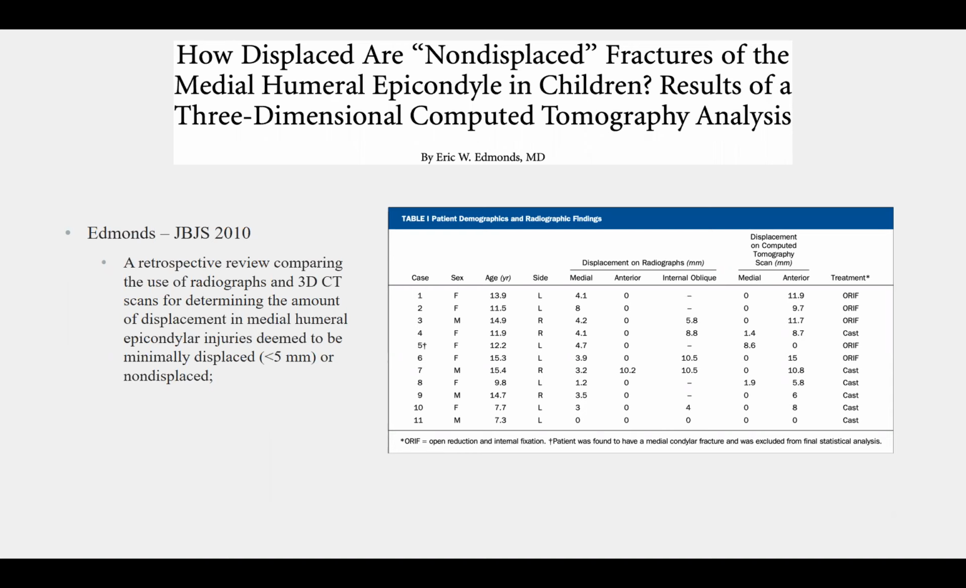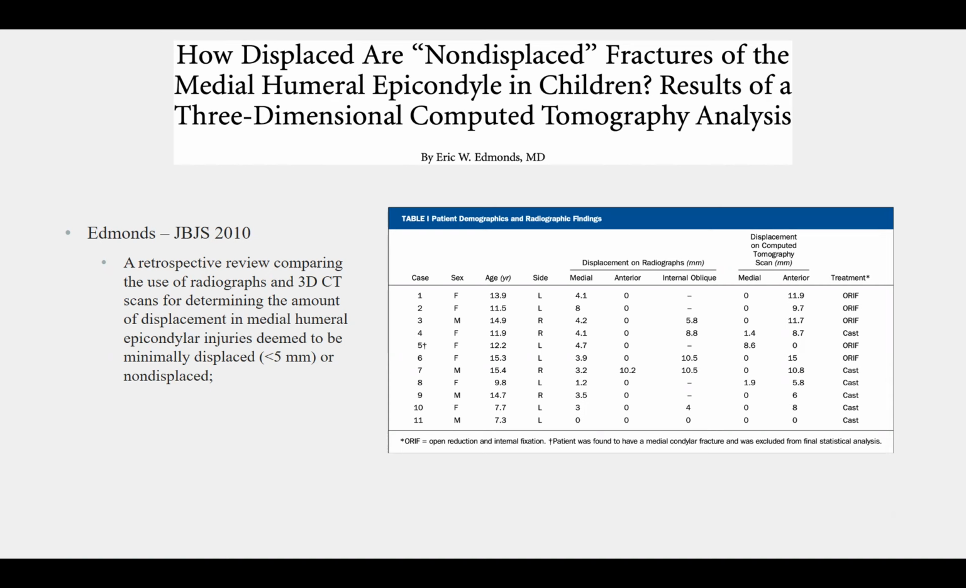So, in all but one of the initial lateral radiographs in which the fracture fragment was visible, anterior displacement was immeasurable and therefore recorded as 0 millimeters. The mean was 0.9 millimeters. Medial displacement on the AP radiographs was a mean of 3.9 millimeters with a range of 0 to 8. Mean displacement on the internal oblique radiographs was 6.6 millimeters with a range of 0 to 10.5.